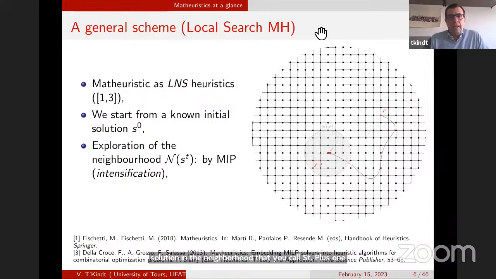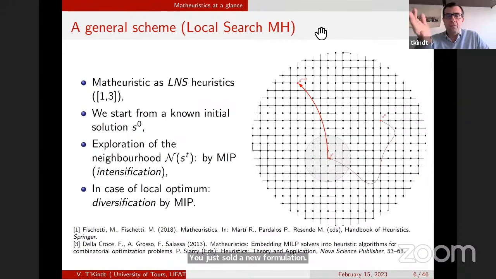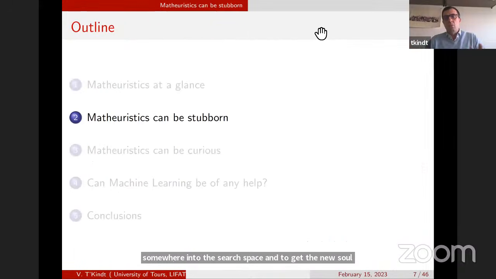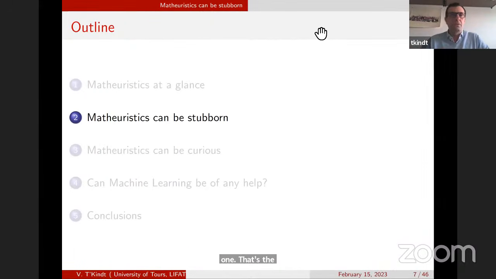This can be seen as an intensification phase. You intensify the search around ST in its neighborhood, and you don't use any classic neighborhood operator, you just solve a MIP formulation. And in case you don't have any improving solution in the neighborhood, then what you may do is some diversification, also by solving a MIP, and then you just get out of the neighborhood, jump somewhere into the search space, and get the next solution ST plus 1. That's the main very general line for a Matheuristic.